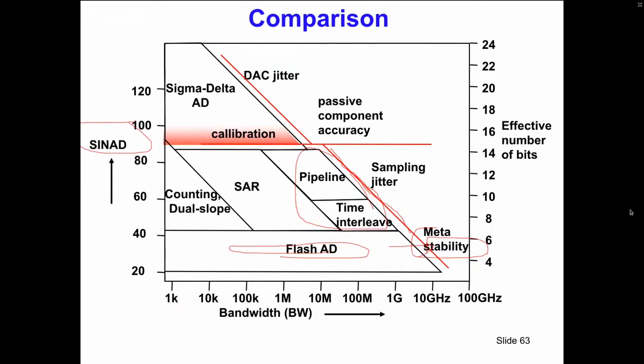But if you go to higher signal to noise ratios, then you either run into passive component accuracy or into the jitter of the D to A converter, because you are then obliged to move into sigma delta over here. Delta sigma seems to be the better word, some people say, but then basically here you are limited by the D to A component in the A to D.